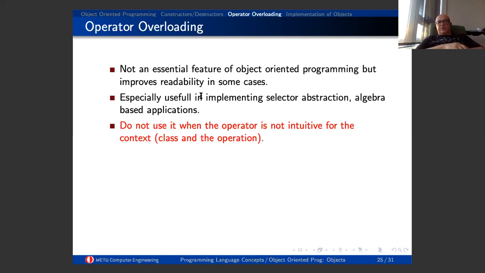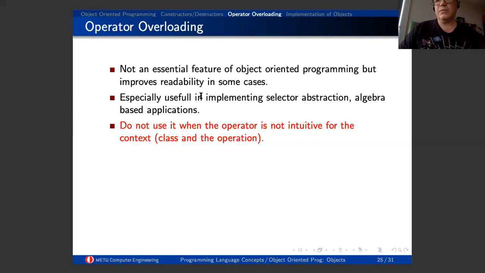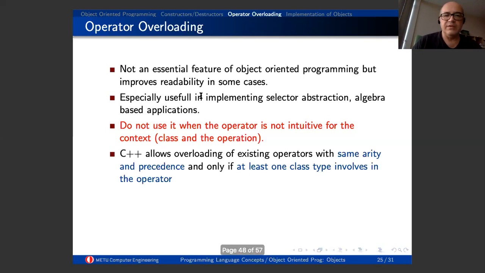But we have a basic rule: do not overuse it. For example, plus should mean plus, or plus equal, an assignment with plus, should look like that. So you shouldn't, for example, overload plus as the count operation or the length of a data structure. It doesn't make sense. It will confuse the code reader. Your basic motivation is just to make it more readable. C++ has a basic rule. It allows overloading of existing operators with the same arity and precedence. That means plus has two operands, so it is overloaded with two operands, not three, not one.